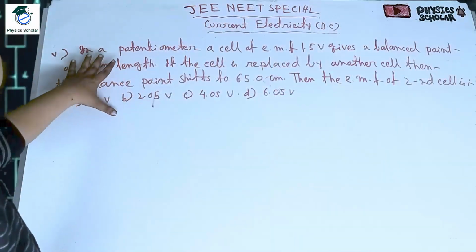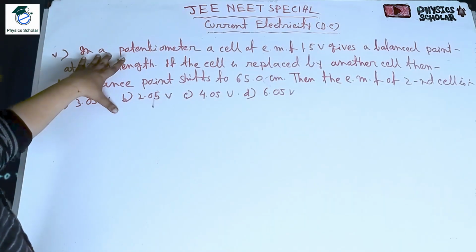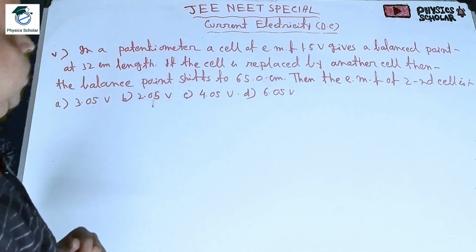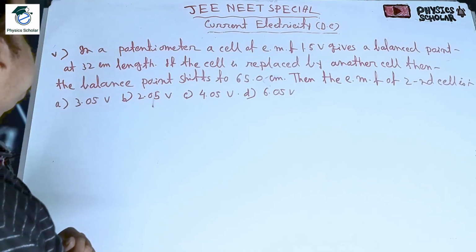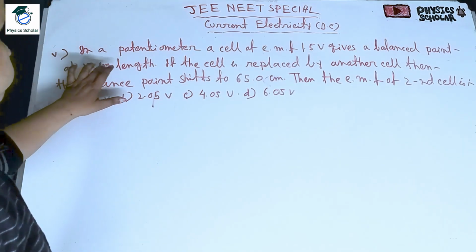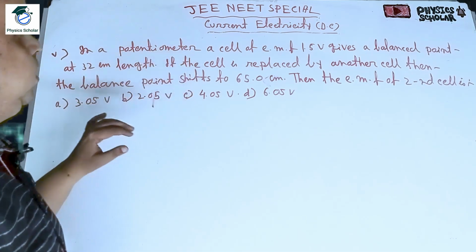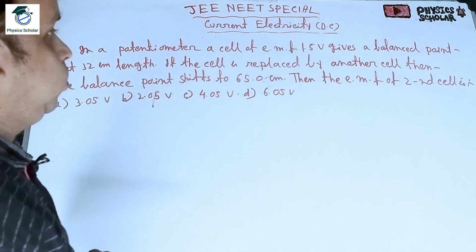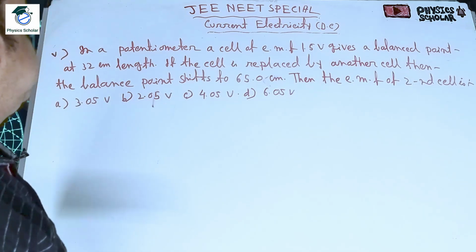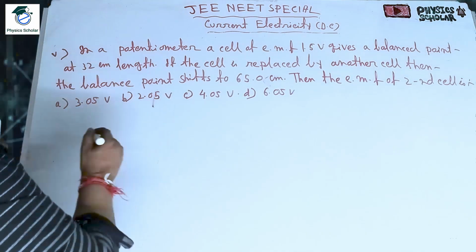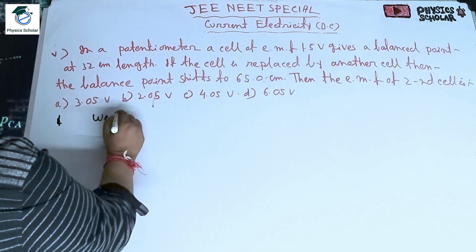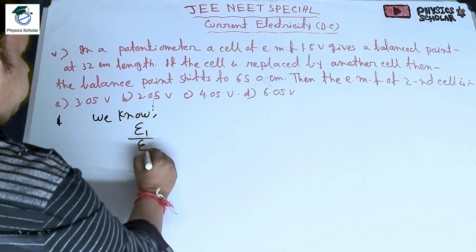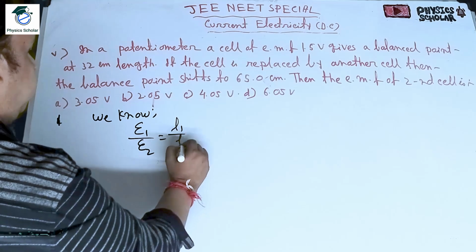So students, now our next problem is: in a potentiometer, a cell of EMF 1.5 volt gives a balance point at 32 centimeter length. If the cell is replaced by another cell, then the balance point shifts to 65 centimeter. Then the EMF of the second cell is, okay, very easy. So we know epsilon 1 by epsilon 2 is equal to L1 by L2.